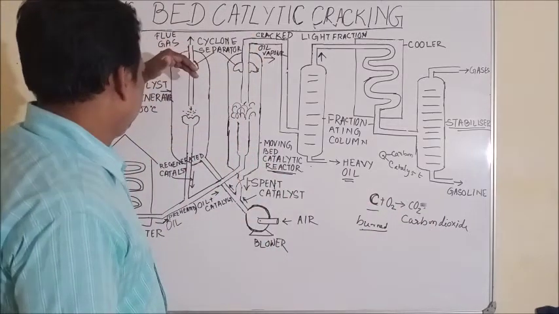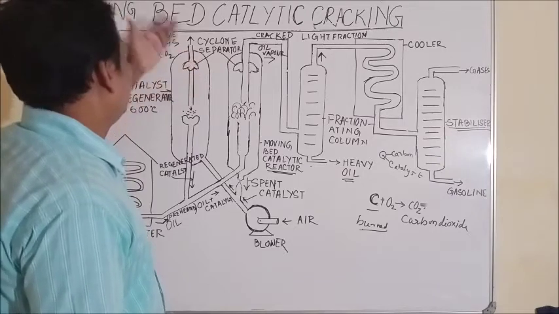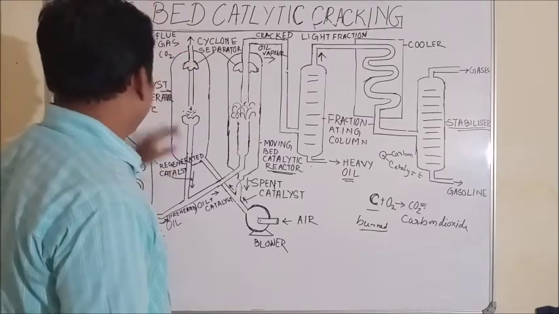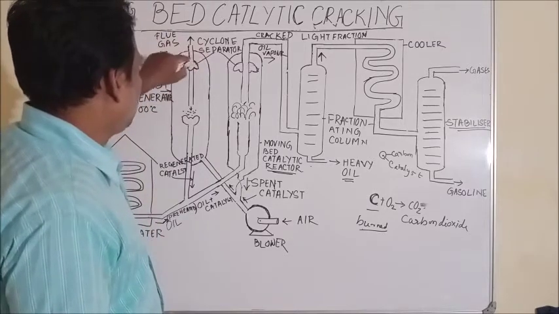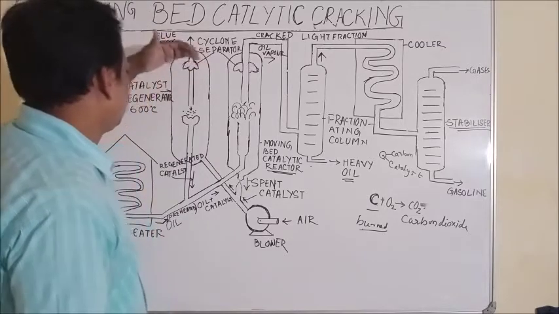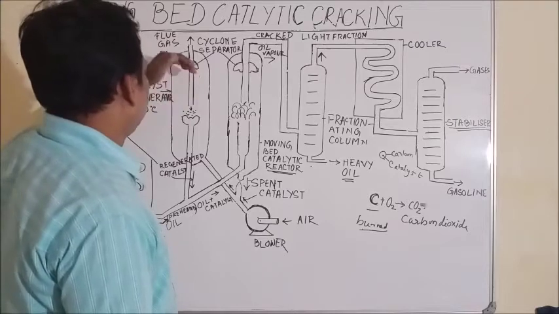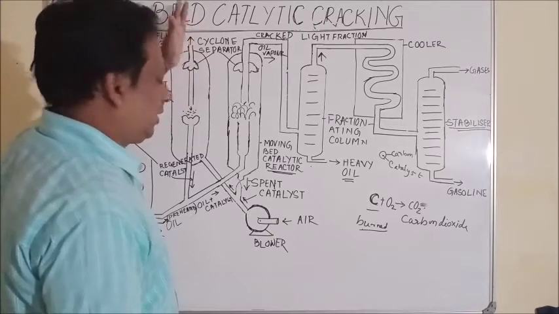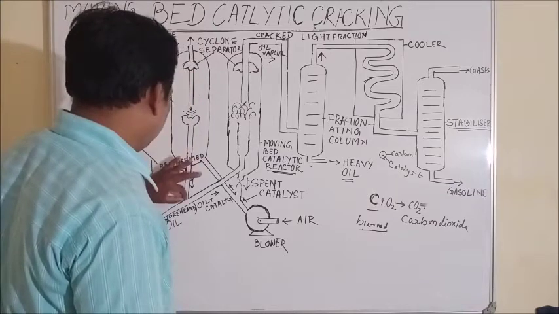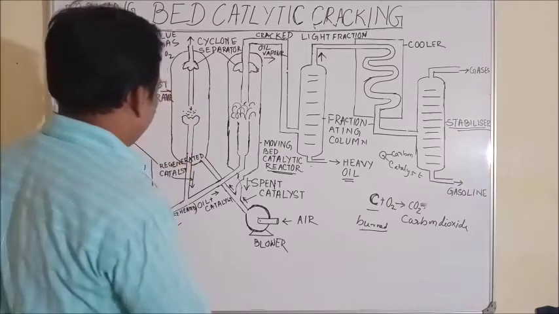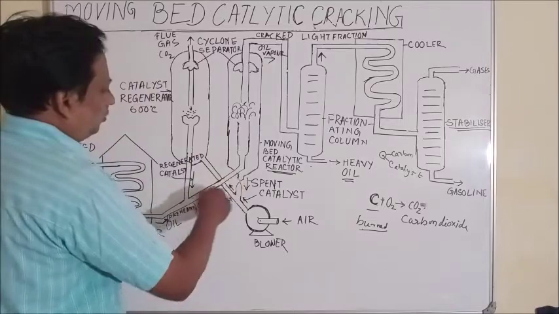But the regenerated catalyst cannot go outside the regenerator, because there is a cyclone separator which restricts the movement of the catalyst. It only allows the carbon dioxide gas to pass. Now the regenerated catalyst falls to the oil pipeline again. Okay. Now again it continues to move.